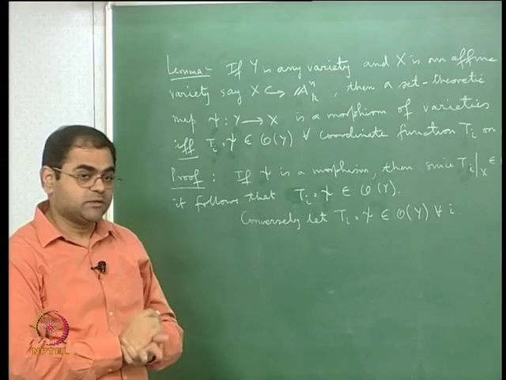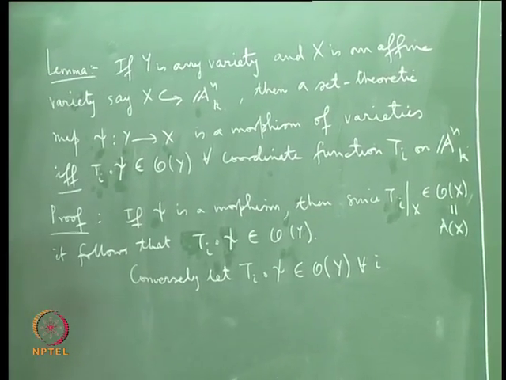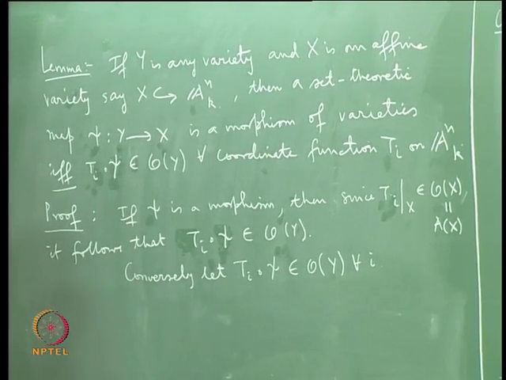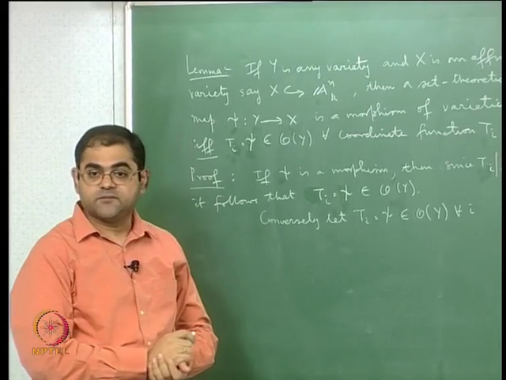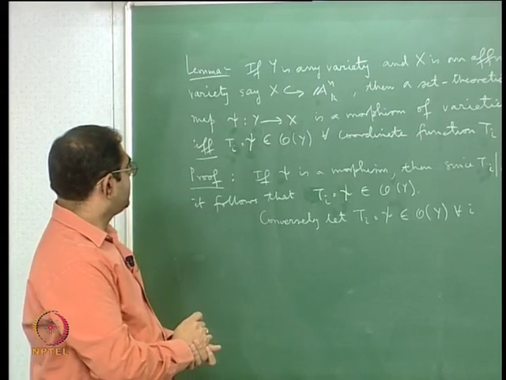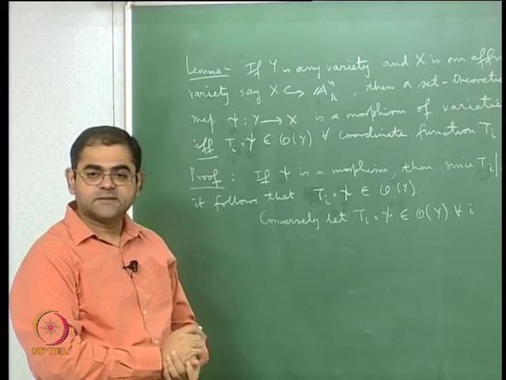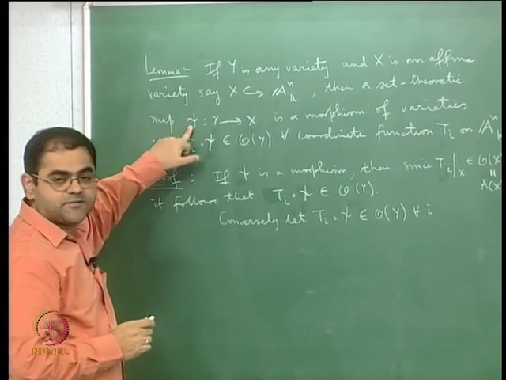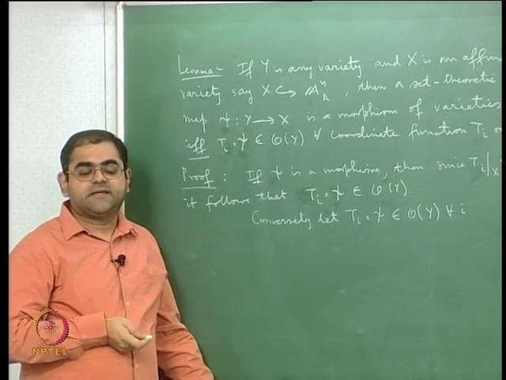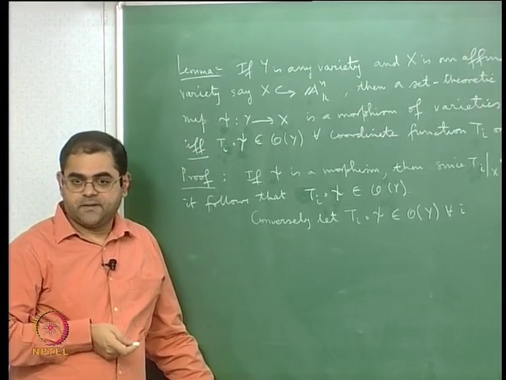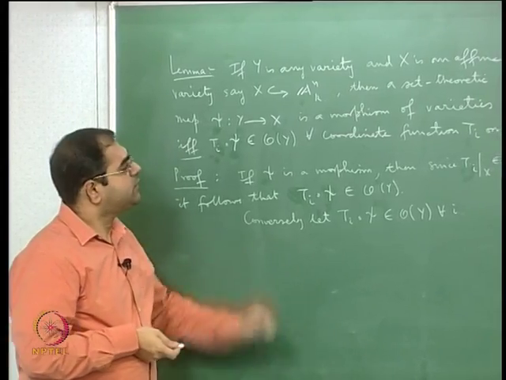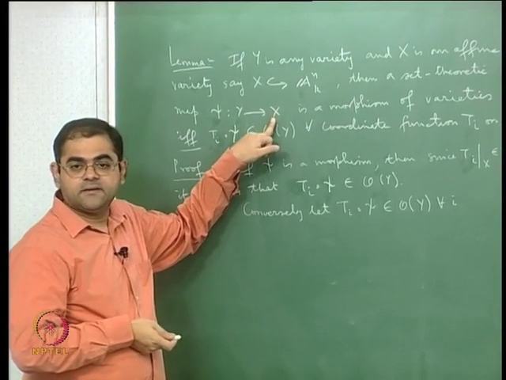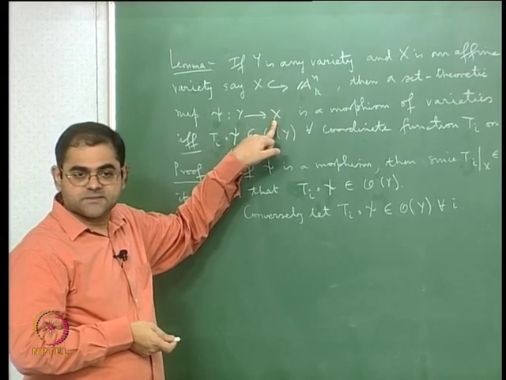I have to check two properties of psi. The first thing I have to check is that it is continuous, then the other thing I have to check is that it pulls back regular functions to regular functions. So the idea is very simple, let me tell you the idea in a very qualitative way. How do I check psi is continuous? I check psi is continuous by checking that the inverse image of closed sets are closed. But what's a closed set? A closed set on X is just given by common zero locus of a bunch of polynomials.